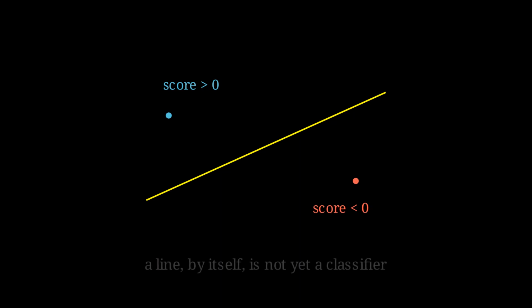Feed this unit a point in the plane, and it returns one score. Higher on one side of a line, lower on the other, and exactly zero right along it. But a raw score is not a decision. A line, all by itself, is not yet a classifier. To make it actually decide, we have to bolt something onto the end of it.